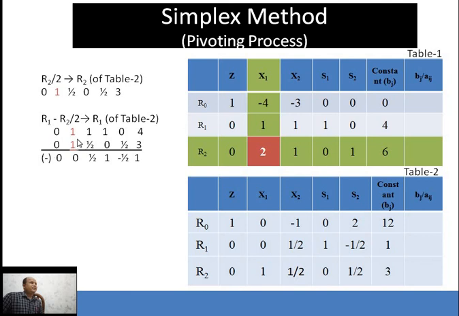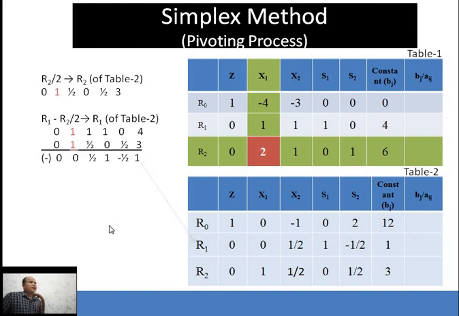0 minus 0 is 0, 1 minus 1 is 0, 1 minus half is half, 1 minus 0 is 1, 1 minus half is minus half, 4 minus 3 is 1. So this is the row number 1 of table number 2. Here we have put these values: 0, 0, half, 1, minus half, 1. Yes. Now come to row 0.